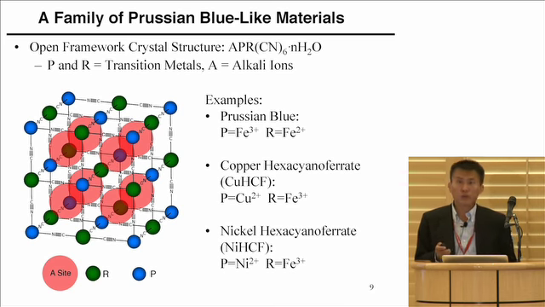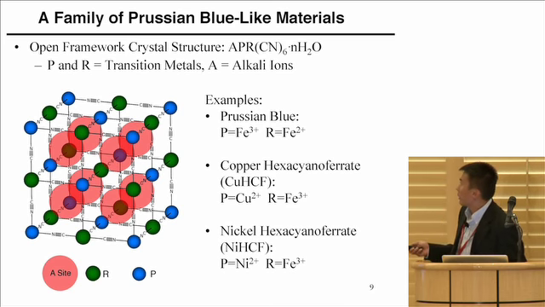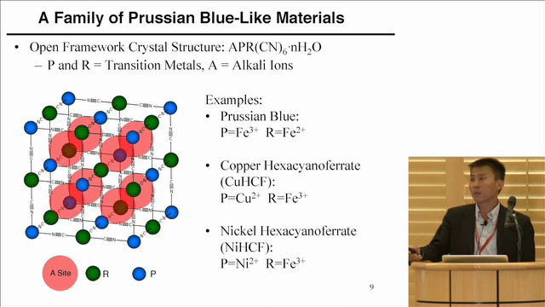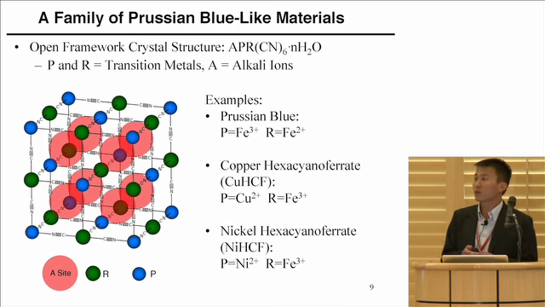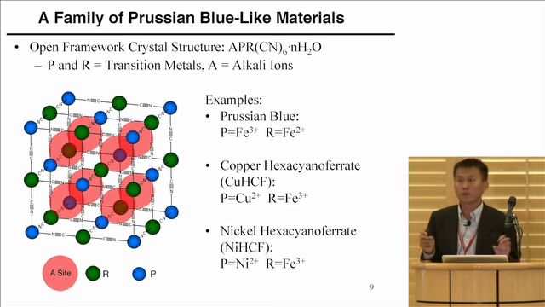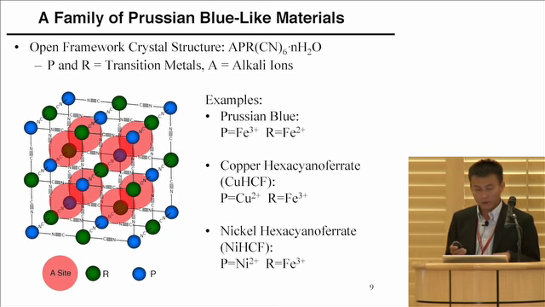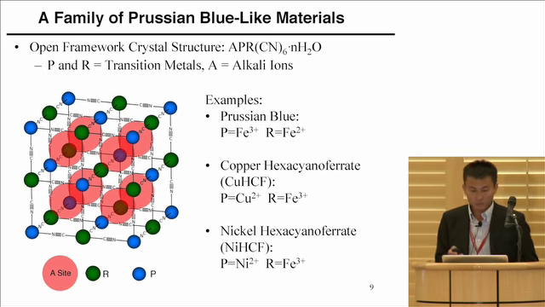And you can also tune this material's chemistry. Well, you can use P site and R site can be iron and iron. You can put in copper, low cost. You can put in nickel as well. You can put in other metal ions to tune its electrochemical potential. So this really allows you to have a lot of knobs. You can tune these materials to the degree you really like them to be.